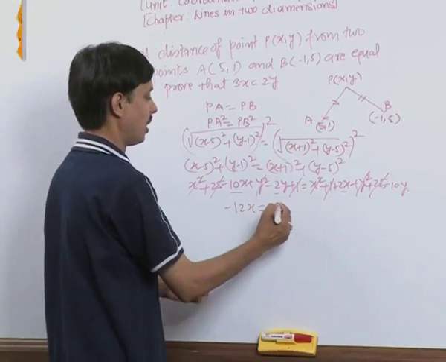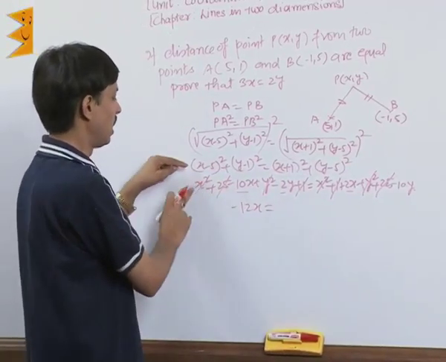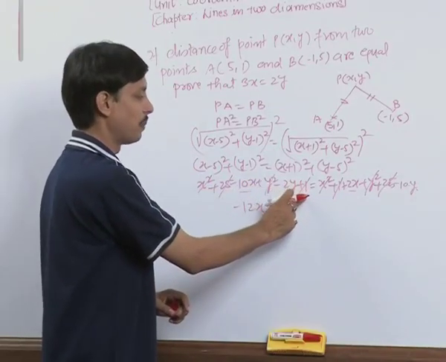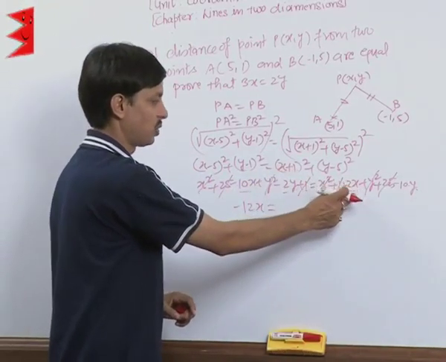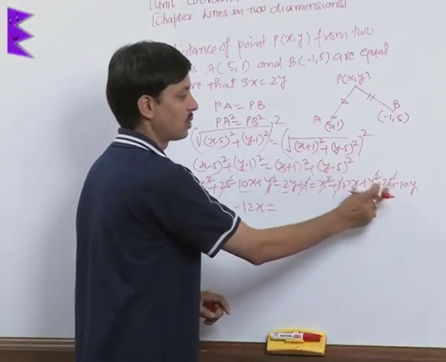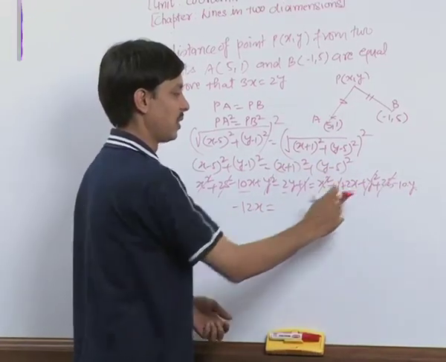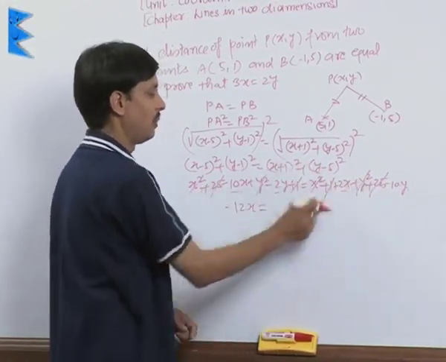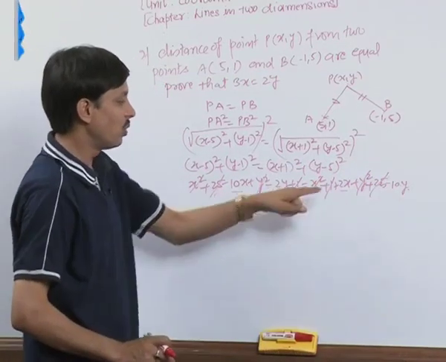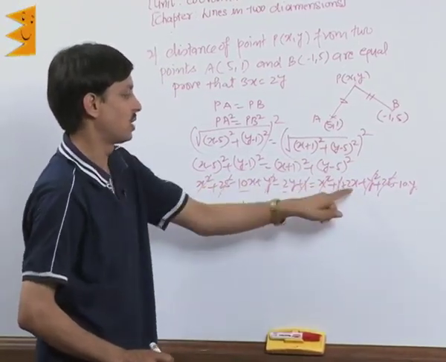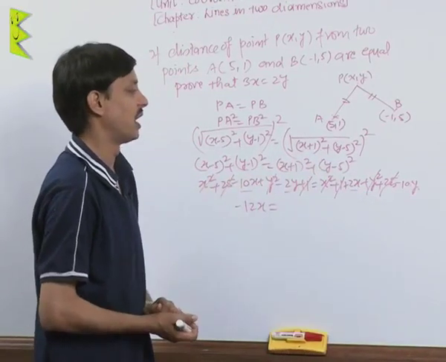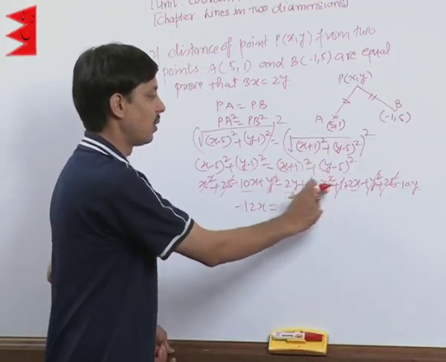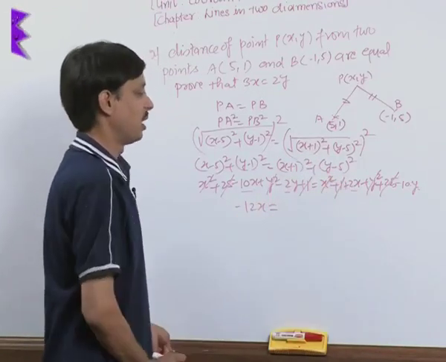First of all, we have seen here it is x square plus 25 minus 10x plus y square minus 2y plus 1 is equal to x square plus 1 plus 2x, then y square plus 25 minus of 10y. X square, y square and x square, y square get cancelled, plus 25 and plus 25, plus 1 and plus 1. Now this is plus 2x, this is minus 10x when this part is shifted to this side. So this is minus of 10x and this is plus of 2x. So this becomes minus of 12x.